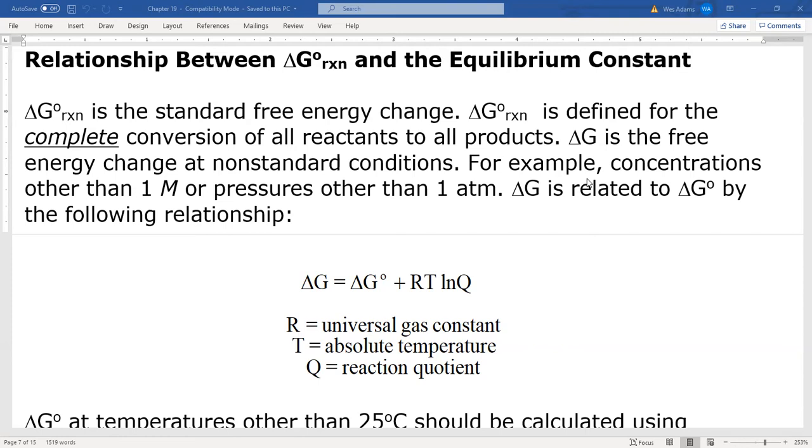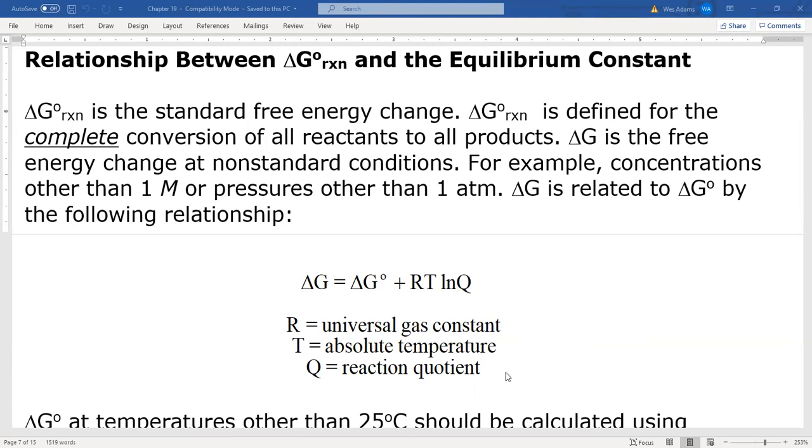For example, concentrations other than 1 molar or pressures other than 1 atm will adjust. Temperature using our standard delta G equals delta H minus T delta S. But if there's anything else different, we're going to have to use this equation. Delta G is equal to delta G standard, which could include varying temperatures, plus RT ln of Q, where Q is the reaction quotient, R is the universal gas constant, 8.314 joules per Kelvin mole, but we'll have to convert that to kilojoules to match the kilojoules per mole that's typical on a delta G.